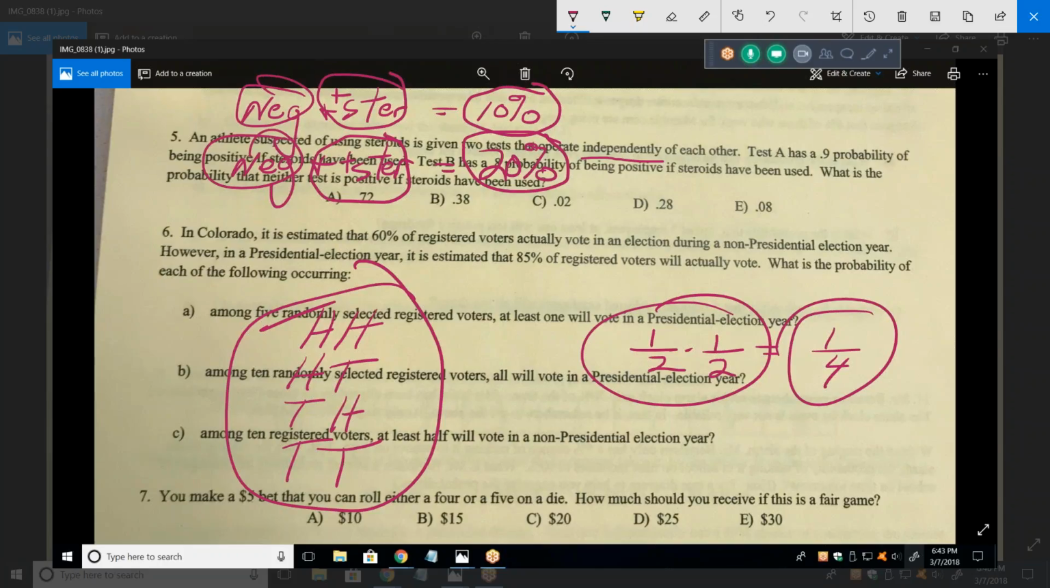Okay. So using this simple little thing that you can always figure out, then you will never make the mistake of adding these instead of multiplying. You don't want to add 1/2 to 1/2. For one thing, that gives you 1, which would be impossible. You're not going to have 100% probability that neither test is positive if steroids have been used. That wouldn't make sense.